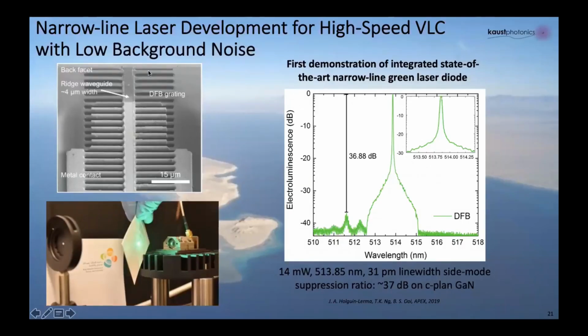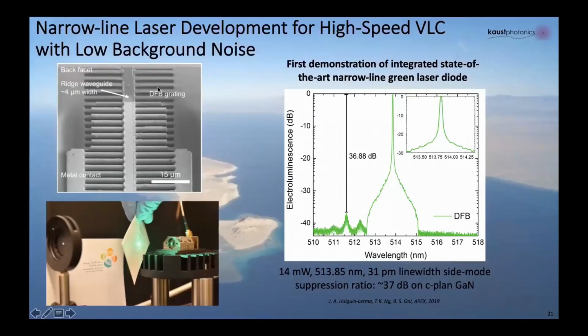Until today, before this paper was published in 2019 by our group, most of the work was done in blue color laser diodes. But in our case, we push it to green color. This is the first work, the first DFB laser in green color.